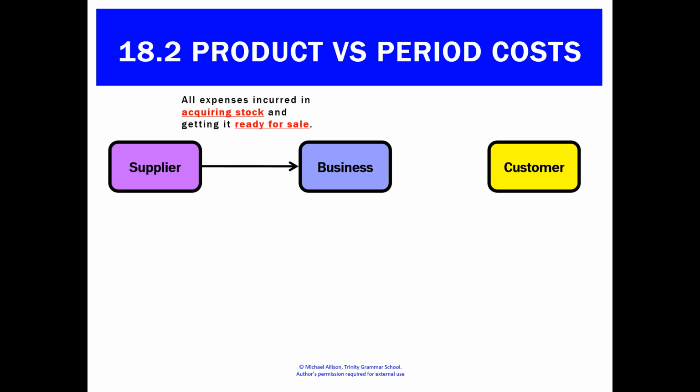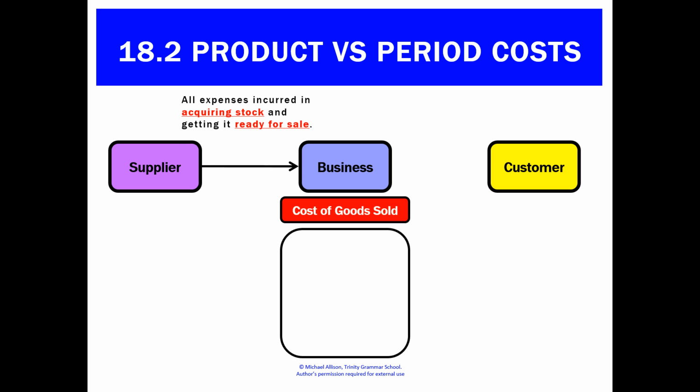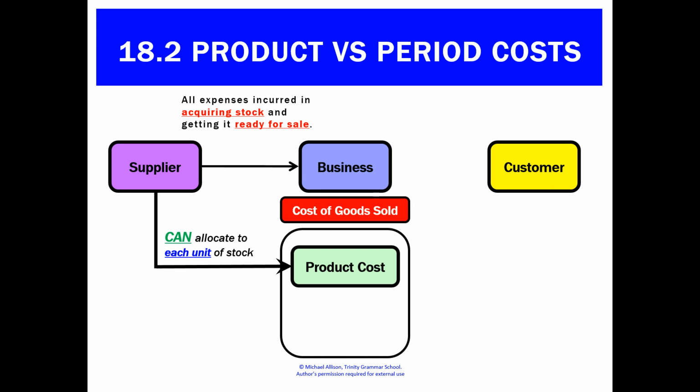What we're going to do in Unit 4 is change it a little bit, and what we're going to say is we've still got cost of goods sold, which is still all costs or expenses incurred in acquiring stock and getting it ready for sale. We're going to divide it into two parts though. What we're going to say is there's the cost that we can allocate to each unit of stock. They're going to be what's called product costs.